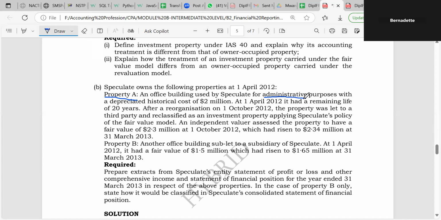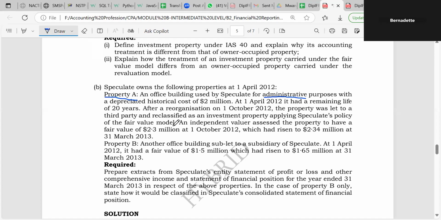Okay. And now here we are told at 1st April 2012, it had a remaining life of how many years? 20 years. So you have the cost here, we have the remaining life. After reorganization on the 1st October 2012, it's like 6 months later, right? From April to October, the property was leased to a third party and reclassified as an investment property, applying the policy of the fair value model. You see now? That's what we just spoke about. Change of views, right?